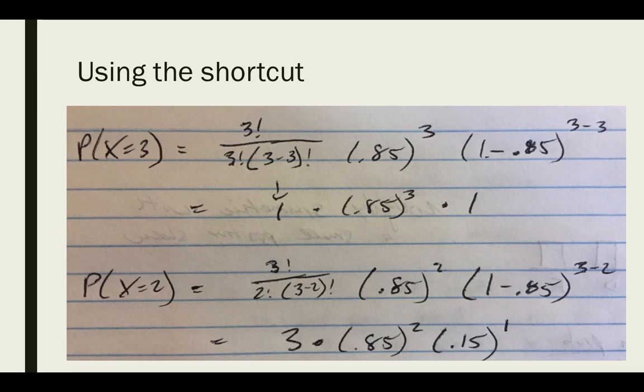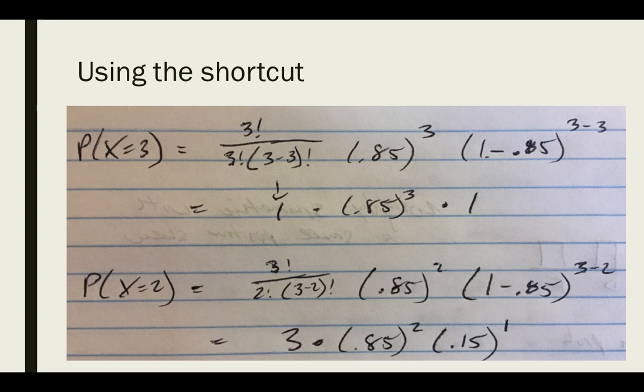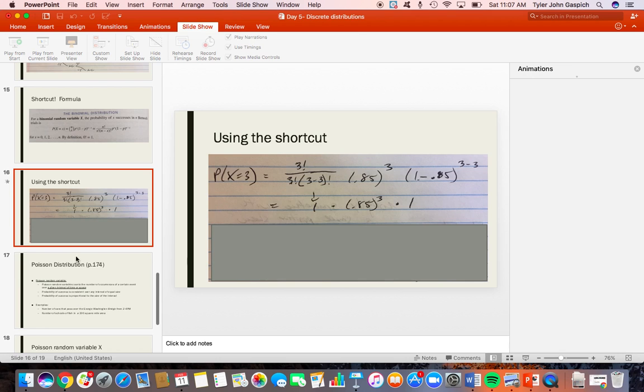So this concludes part 3, the binomial distribution, and we're going to finish the last video, the last section, with the Poisson distribution, which is another example of a discrete random variable in our discussion of discrete random variables.